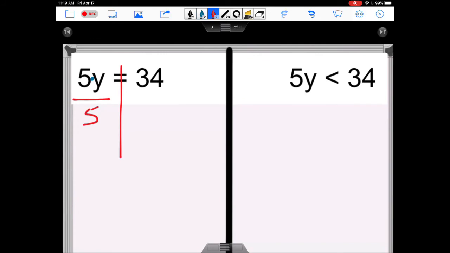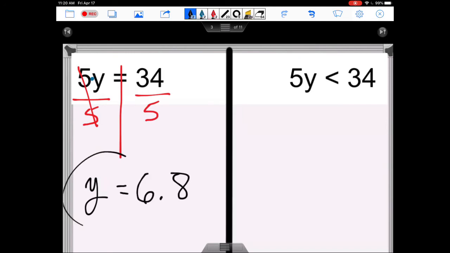5 divided by 5 is actually 1, which leaves us with multiplying by 1, which just gives us our variable of y. But whatever we do to one side, we have to do to the other. So 34 divided by 5, and you should get 6.8.